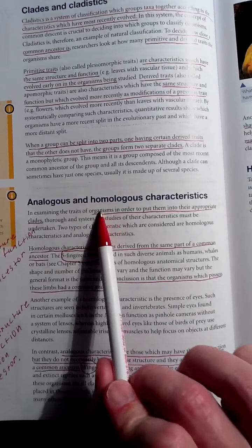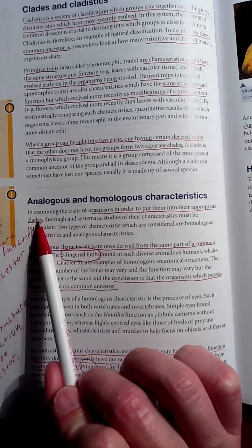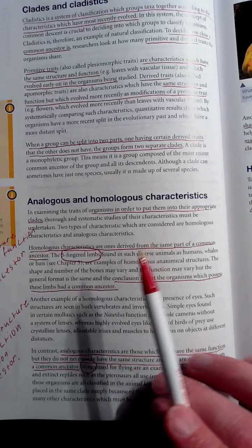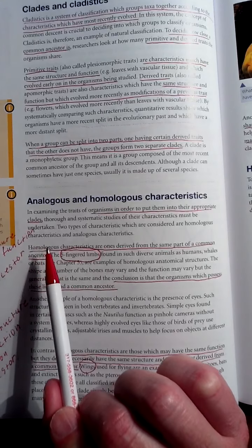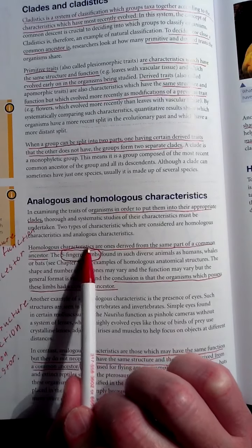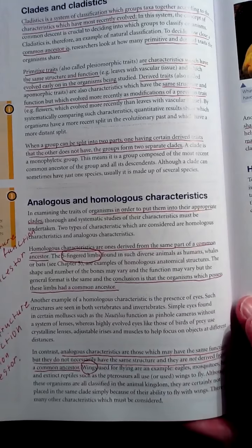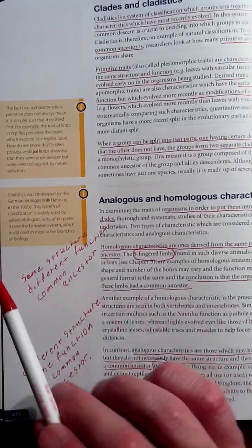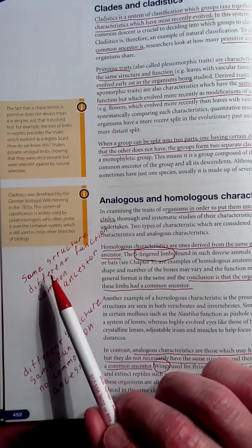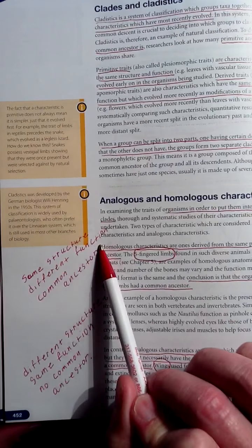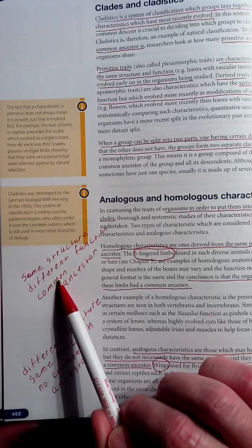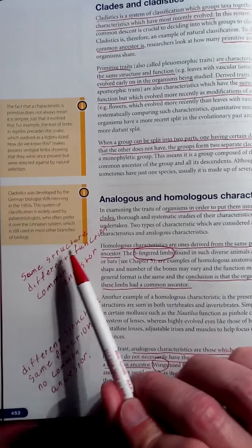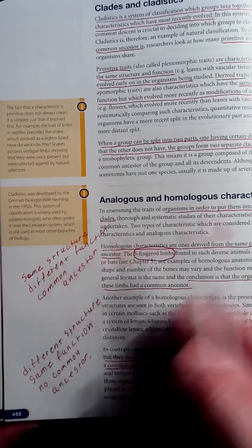So in order to put the organisms into their appropriate categories, we have to look at the characteristics. One characteristic we're going to look at is homologous characteristics, one derived from the same part of a common ancestor. I put down a definition as same structure with a different function. And this is going to involve a common ancestor. Again, same structure, but they're going to have different functions.